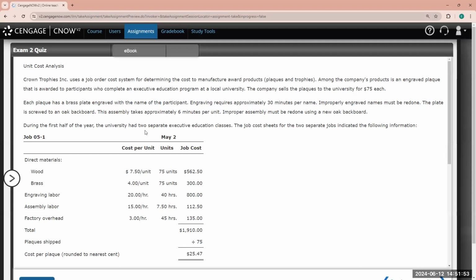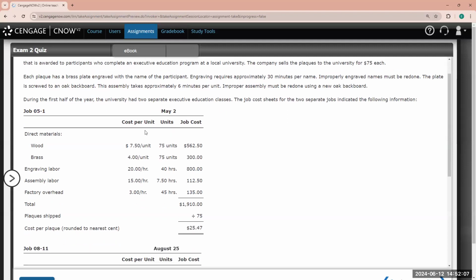Each plaque has a brass plate engraved with the name of the participant. Engraving requires approximately 30 minutes per name, and properly engraved names must be redone. The plate is screwed to an oak backboard, and this assembly takes approximately 6 minutes per unit. Improper assembly must be redone using the new oak board. And during the first half of the year, the university had 2 separate executive education classes.